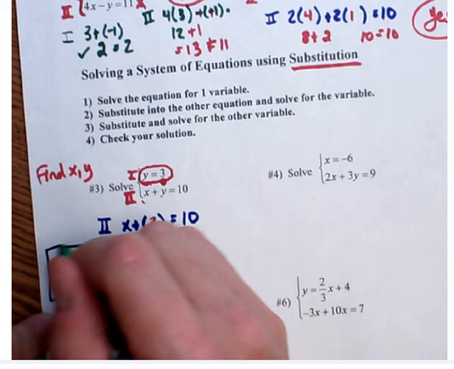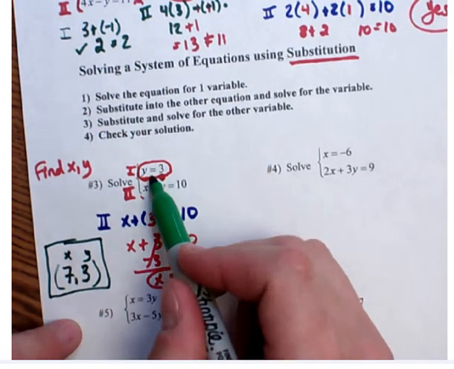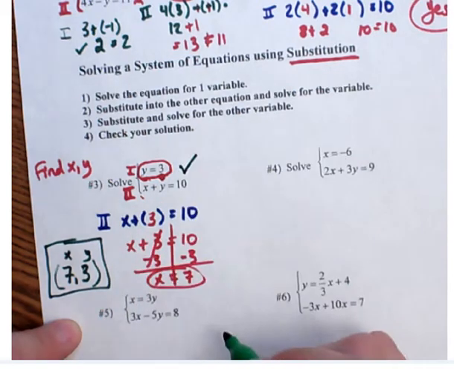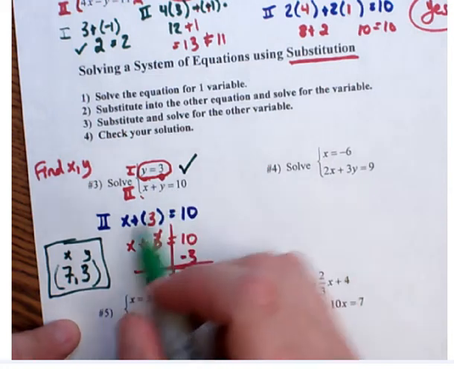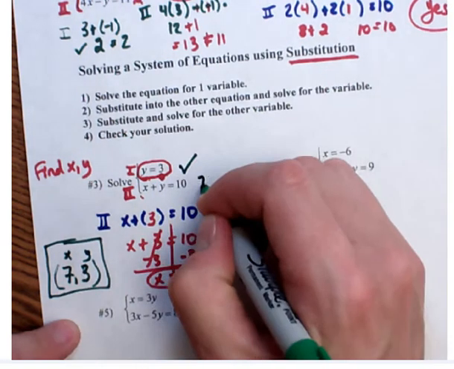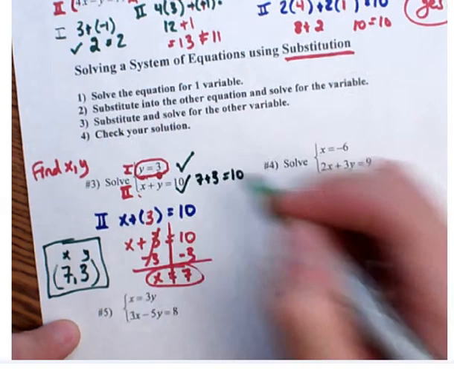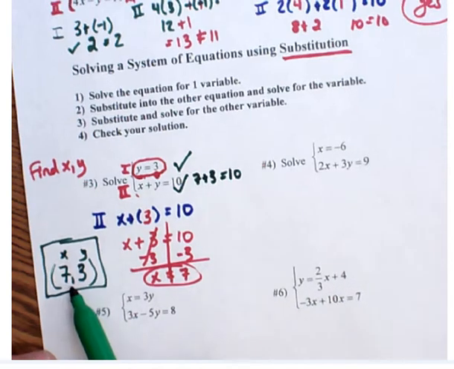Now the last step is to check the solution, make sure it works. The y is equal to 3. That's what we have. Top equation, check. Now the bottom equation, x plus y equals 10. Well, x is 7, y is 3. Does that add up to 10? Yes. Check. If both equations work, then this ordered pair is the answer.